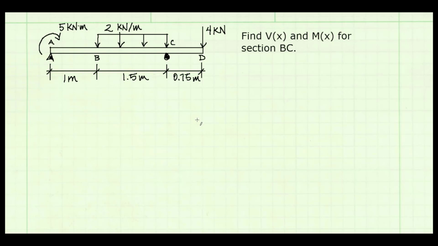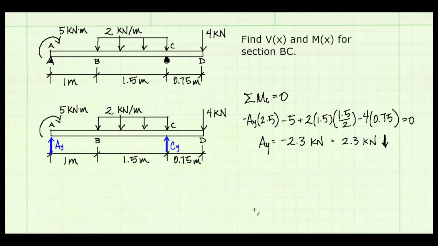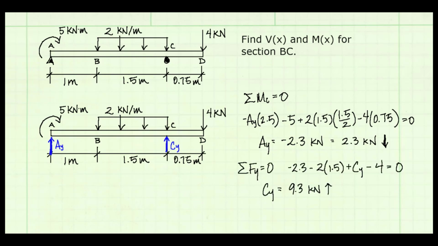Now the first thing I'm going to do is draw a free body diagram and get my support reactions. So here's my free body diagram, and if I sum moments at point C and include all of the loads, I can solve for Ay, and I get that it is 2.3 kilonewtons. Came out negative, so it is actually acting downward. And now, summing forces in the y direction, I find that Cy is equal to 9.3 kilonewtons. Came out positive, so it is acting upward.